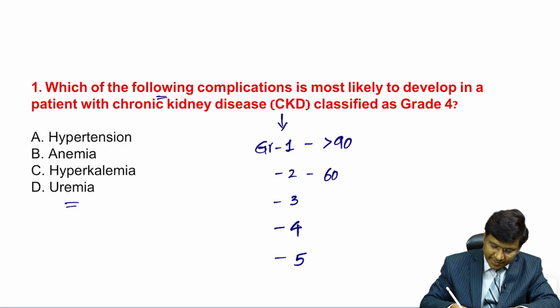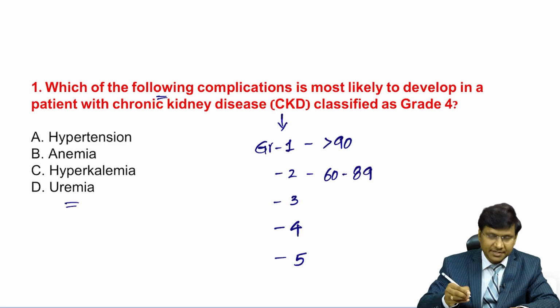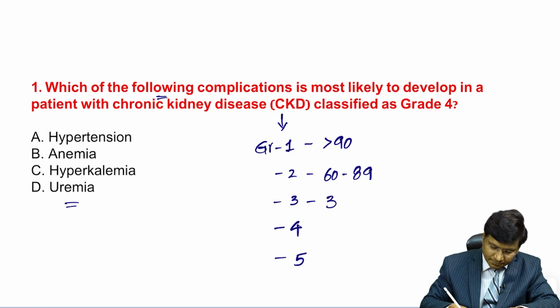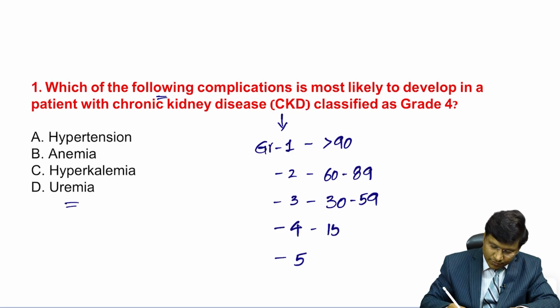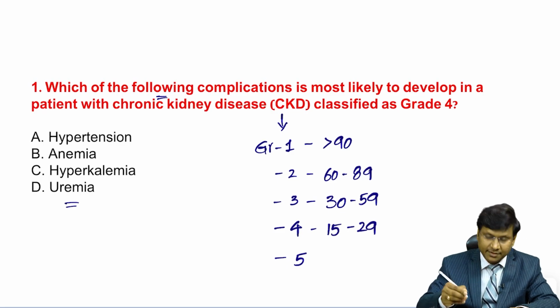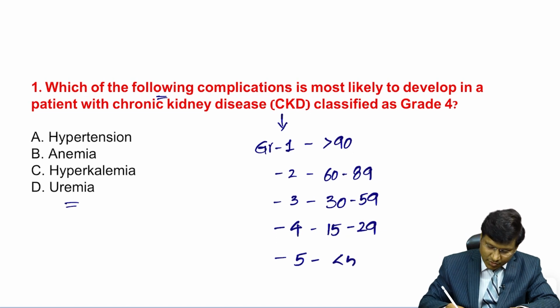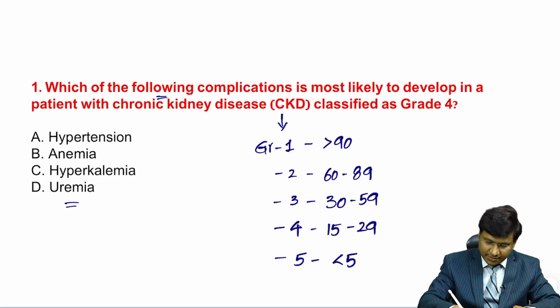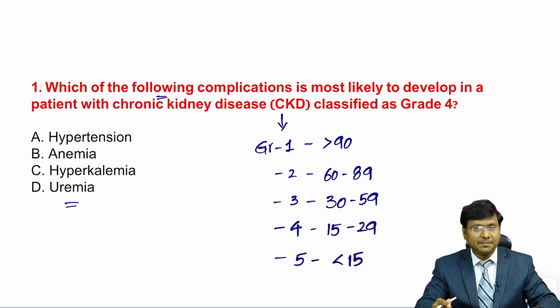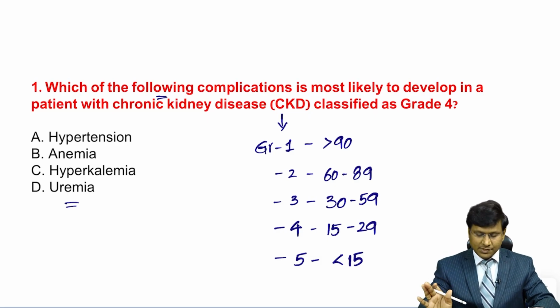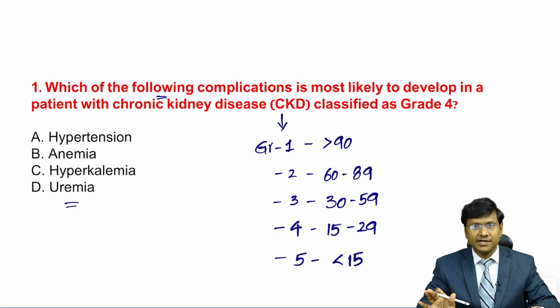In grade 2, it is 60 to 89 ml per minute per 1.73 meter square. Then in grade 3, the GFR is 30 to 59 ml per minute per 1.73 meter square. And in grade 4, the GFR is 15 to 29 ml per minute per 1.73 meter square. Whereas grade 5 is called end-stage renal disease, where the GFR will be less than 15 ml per minute per 1.73 meter square. So these are the grades in chronic kidney disease.